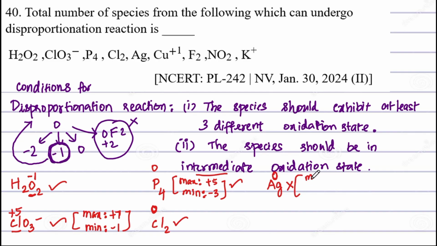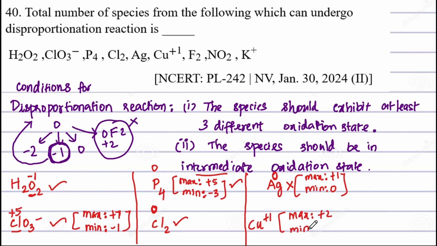So for silver, it can exhibit a maximum oxidation state of +1 and a minimum oxidation state of only 0. So already it is present in 0 oxidation state. It is not the intermediate oxidation state. The next one is Cu+, copper in +1 oxidation state. Copper can exhibit a maximum oxidation state of +2 and a minimum oxidation state of 0. So here it is in intermediate oxidation state, so Cu+ can undergo disproportionation reaction.